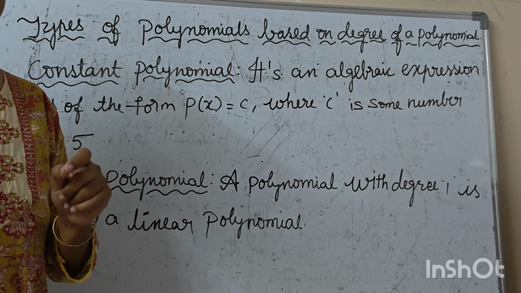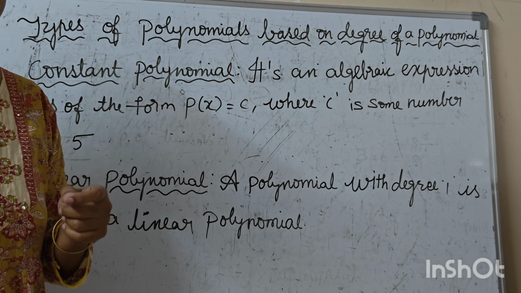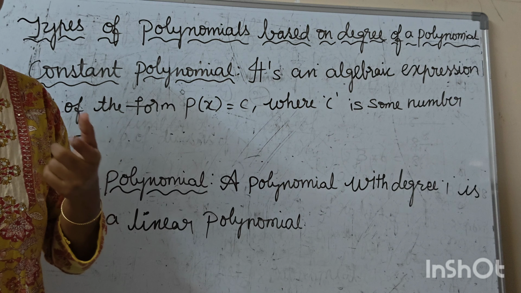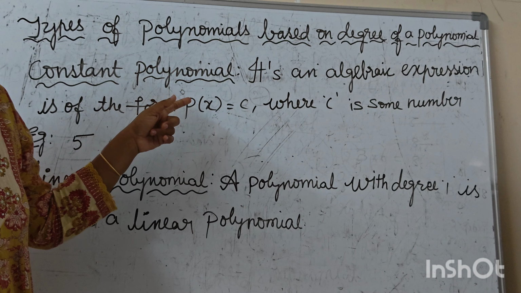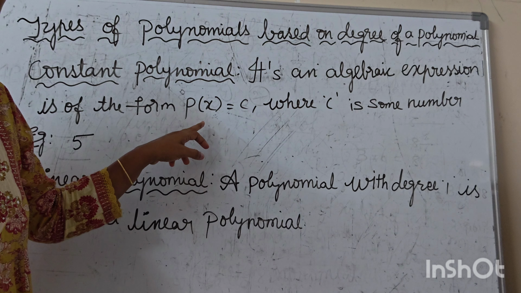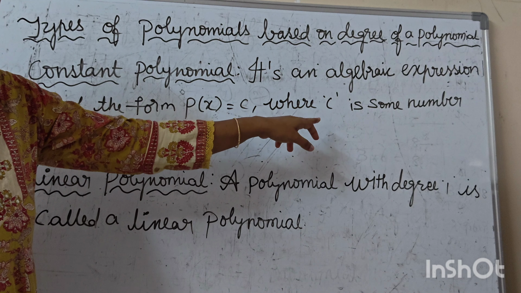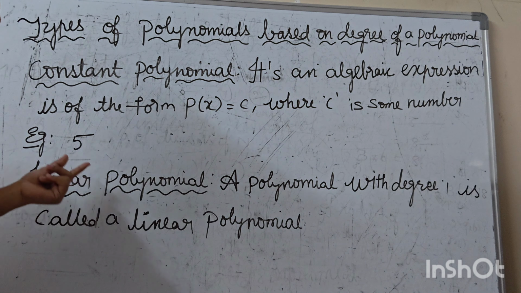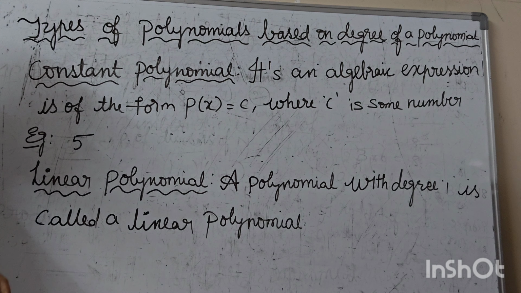Usually numbers we call constants. What is the degree of a constant? We have to know that by learning this. It is an algebraic expression in the form p of x, any function. p of x is equal to c, where c is some number. I took 5 here. Now how can I say this number's degree?